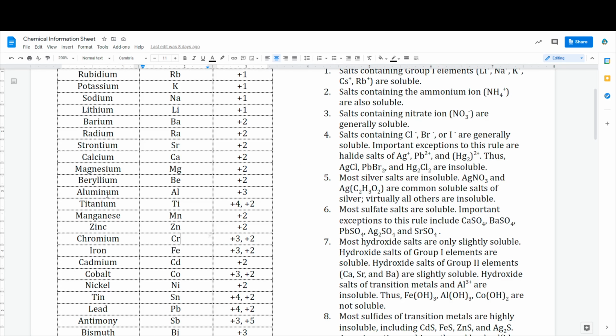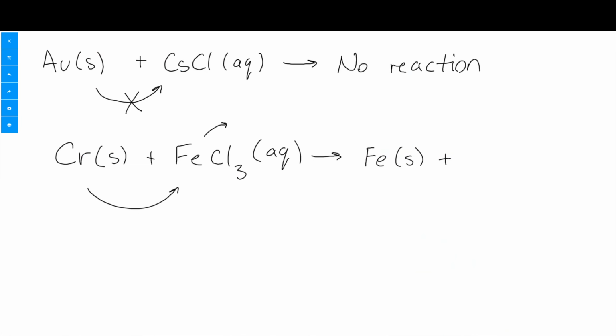And if you noticed, chromium had two different options here, right? In reality, what will happen is it will form both options. It will form the +3 salt and the +2 salt, right? It's a little complicated to do that. So when in doubt, I guess choose the highest or choose whatever makes sense. So since this was a 3+ ion here, it's probably going to kick it out and form another 3+ ion.